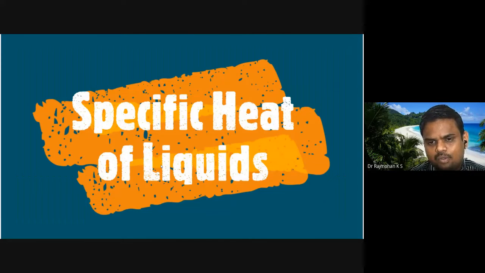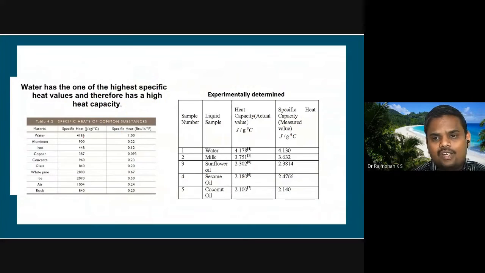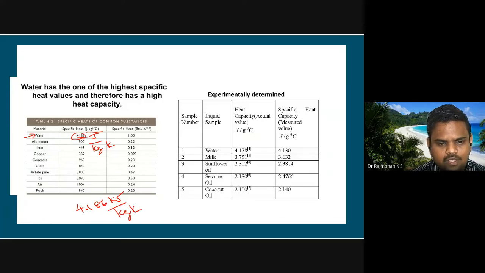Moving on to specific heat of liquids. Remember, solids are a different case; liquids have a different case. Water is the universal solvent and is used everywhere in heat exchangers, for heating or cooling the system. So we should know the specific heat value of water even if it is not given: 4186 joules per kg degree Celsius, or kg Kelvin, or you can say 4.186 kilojoule per kg Kelvin.